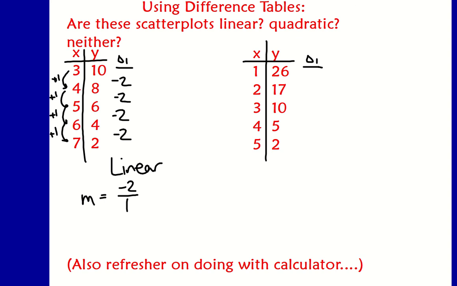To get from 26 to 17, I would be subtracting 9. To get from 17 to 10, I'm subtracting 7. From 10 to 5, I'm subtracting 5. And from 5 to 2, I would have to subtract 3.